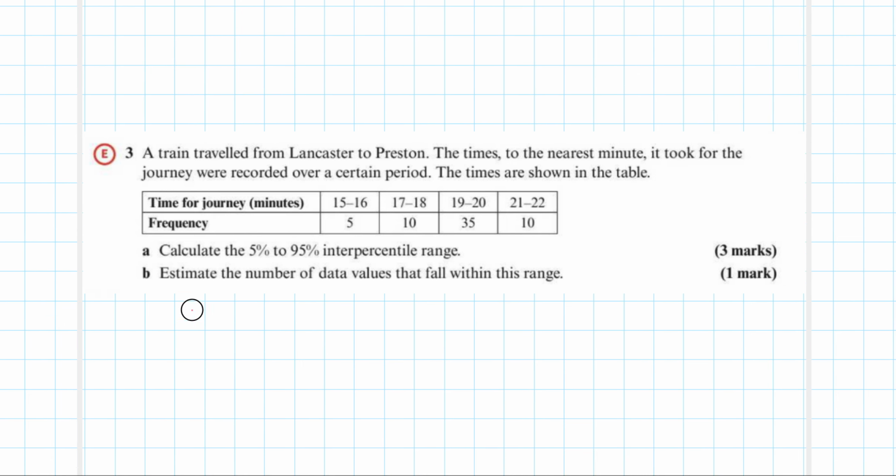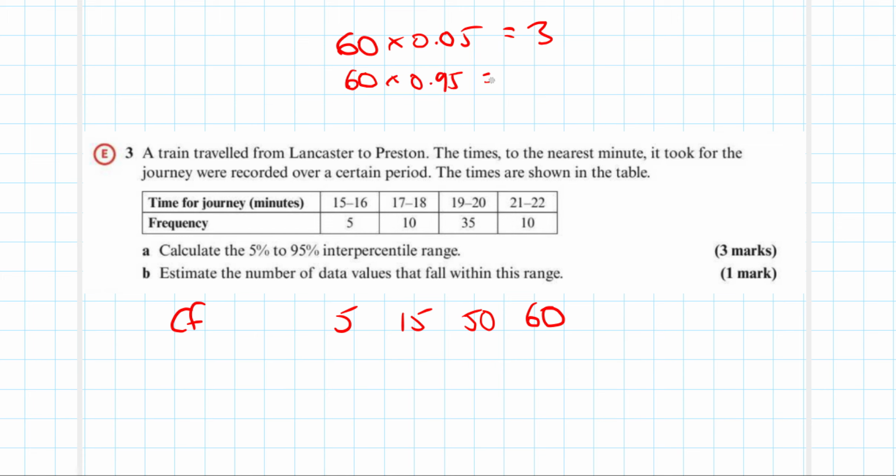So for this question, again, we start with cumulative frequency and make a column and we go ahead. So the first one is 5, the second one is 15, then we do 15 plus 35, which is 50, and then the final one is 60. So we've got 60 values altogether. So first of all, we find what is the 5% value. So 60 times 0.05 is equal to 3, and 60 times 0.95 is equal to 57.